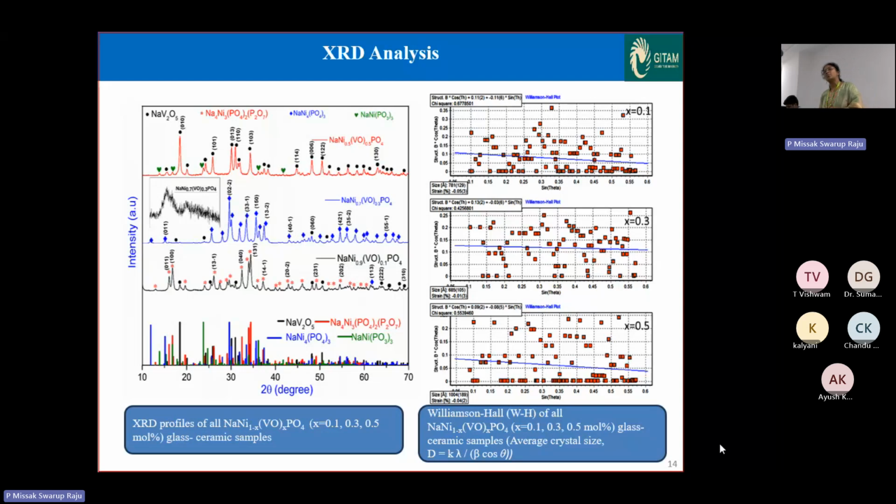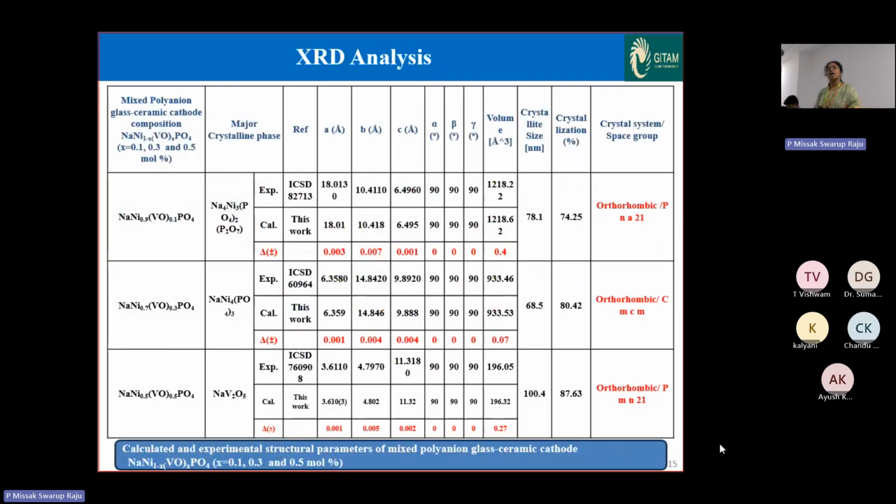So by taking the WH plot values, the stress and size of the sample are also calculated here. You can calculate the average crystal size from the WH plots for the different samples. Entering all these values in this table, the three samples have the orthorhombic crystal system.